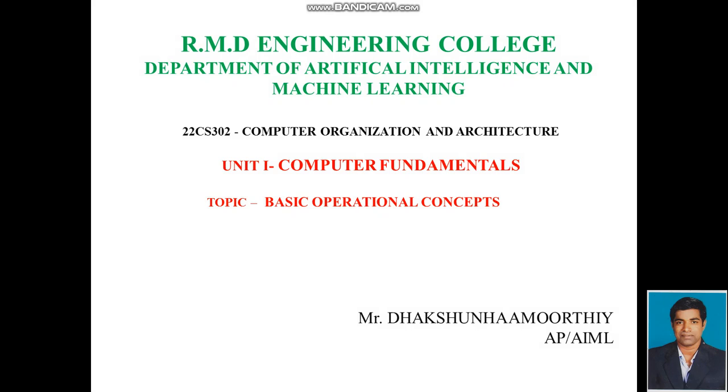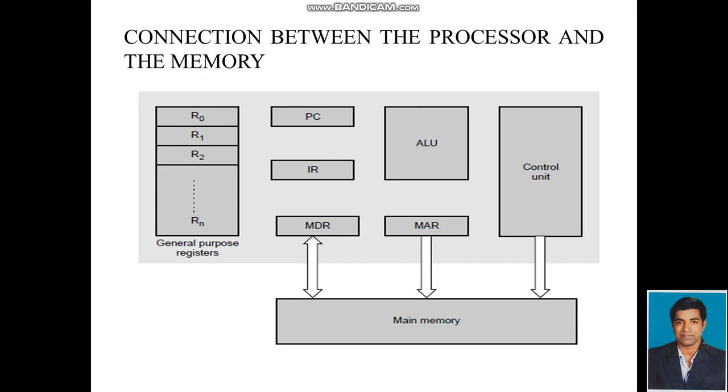I am handling subject 22 CS 302, Computer Organization and Architecture, Unit 1, Computer Fundamentals, topic, Basic Operational Concepts. This one is the basic architecture of a computer. It consists of ALU, arithmetic logic unit, program counter, instruction register.